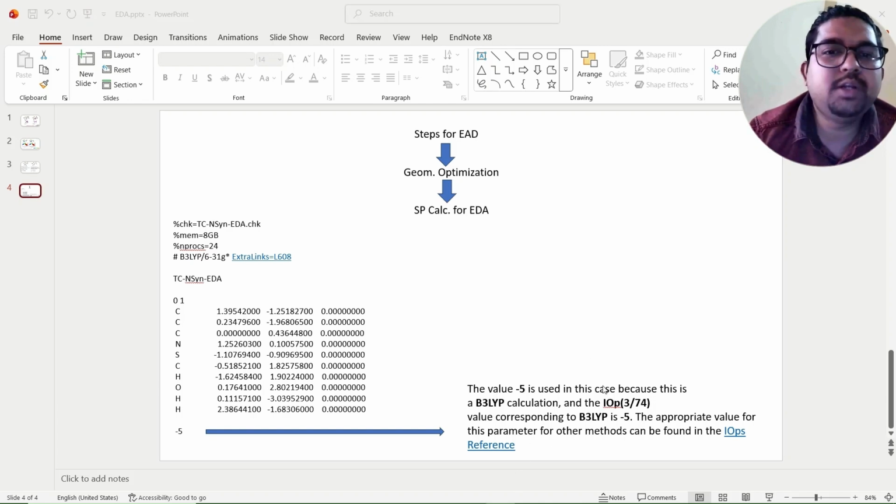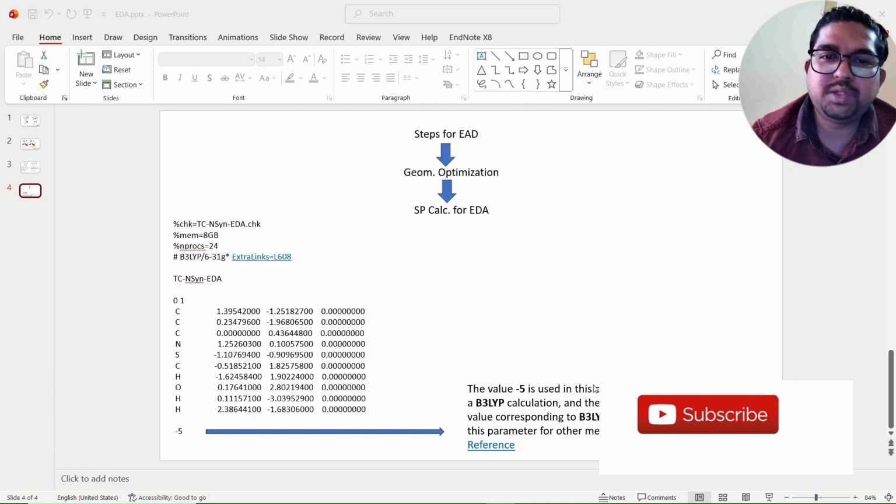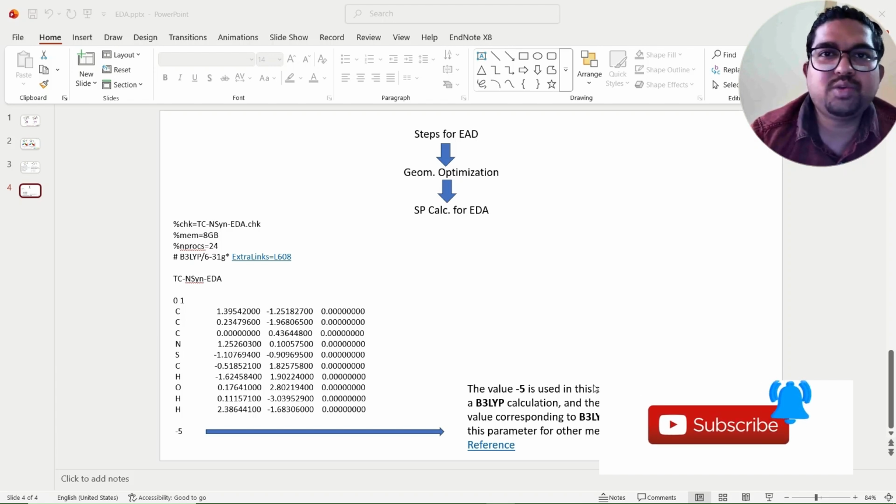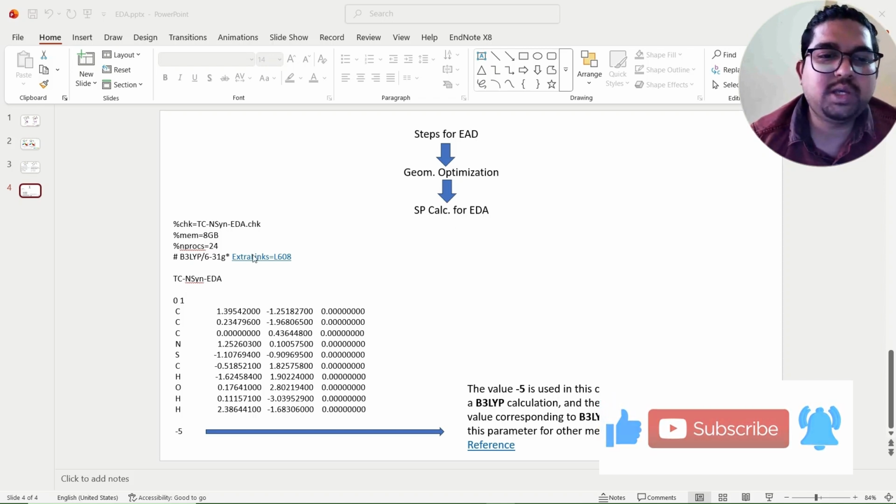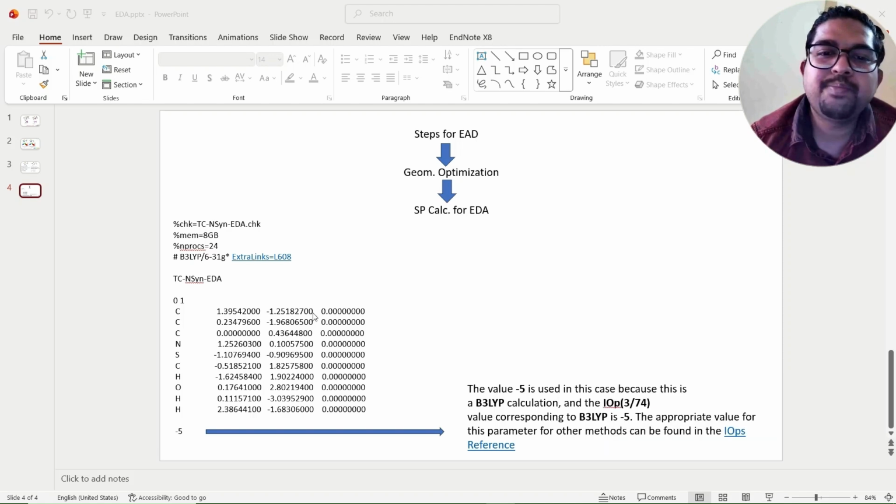The first step is we need to optimize the geometry of the molecule of your choice. So what I have done is, for the two isomers, I have optimized the geometry at a decent level of theory. Once we perform the geometry optimization, we take the optimized geometric coordinates and perform another single point calculation for EDA analysis. So this is the general input for EDA analysis.